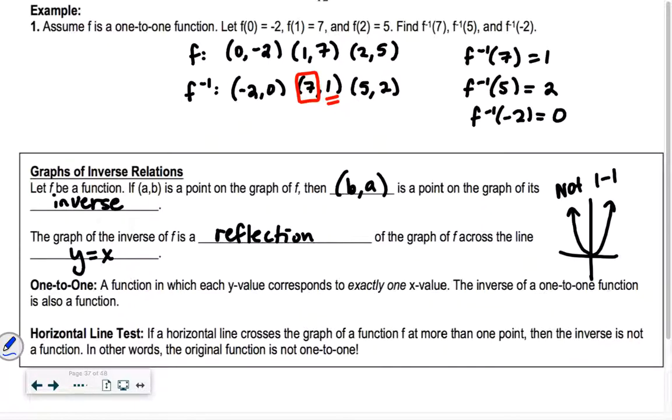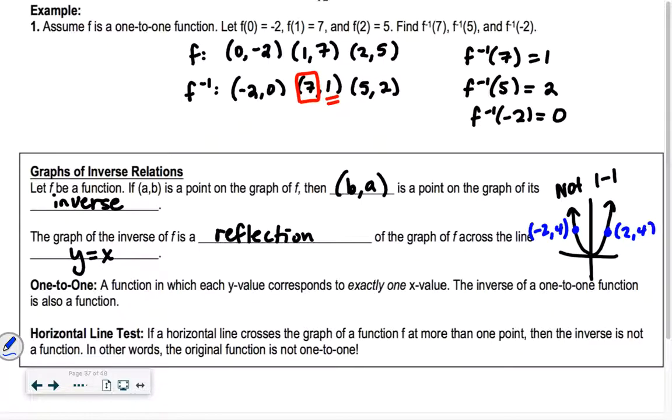Okay, so it's not one-to-one if we have a parabola, because this would be 2, 4, and negative 2, 4. This is not what we call one-to-one because every y value needs to correspond to exactly one x value. See how we have a y value of 4? There are 2 different x values that go with it. So I have 2, 4, but I also have negative 2, 4.